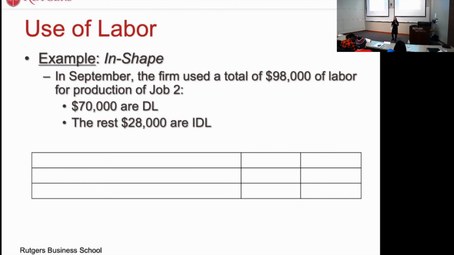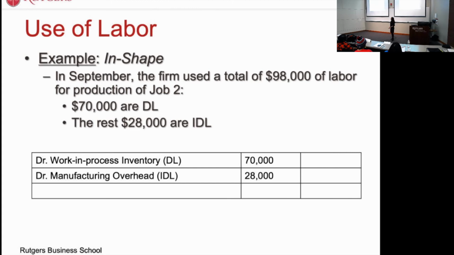If we use the direct labor, we debit, or increase, work in process by the amount of the direct labor, because the direct labor contributes directly to work in process. And for the indirect labor, the same logic applies. They will first become the manufacturing overhead account, so we debit that account by the amount of indirect labor.